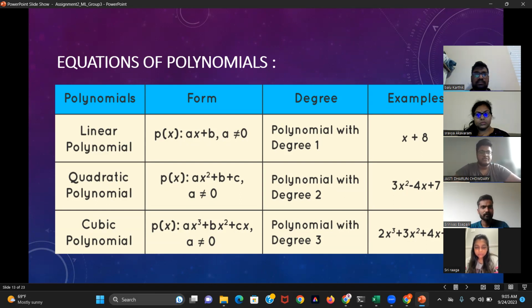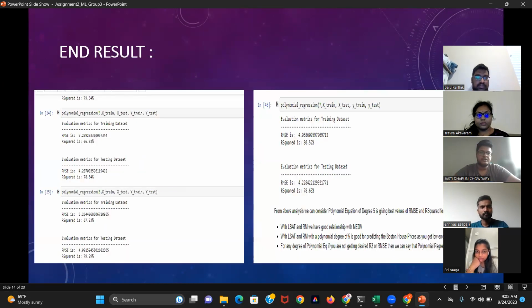These are the equations that we use to substitute in the linear, quadratic, and cubic polynomials. These are the degrees, and for example, for the linear polynomial we just use x. For the quadratic, we use x squared, x, and the regular terms. And for the cubic, we use the cube, square, regular x, and then the regular terms. And moving on to the next slide, we can see the end results of using the polynomial regression. Now my friend will continue.